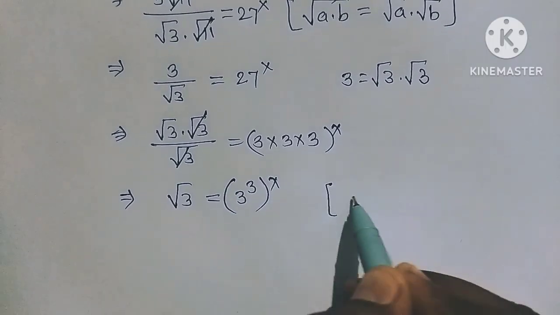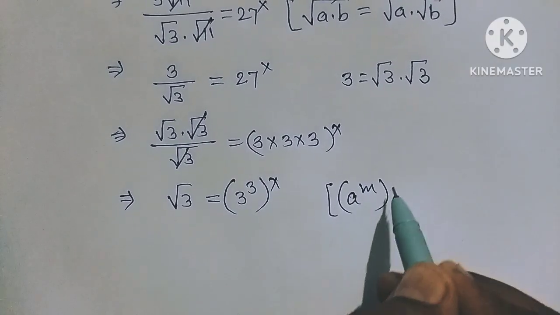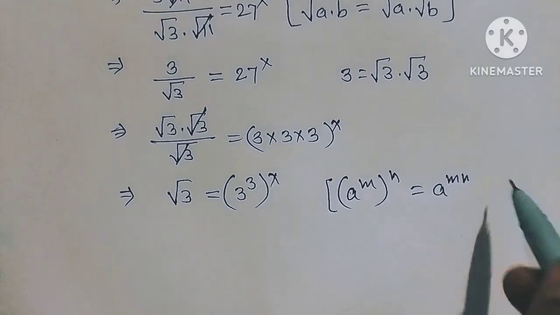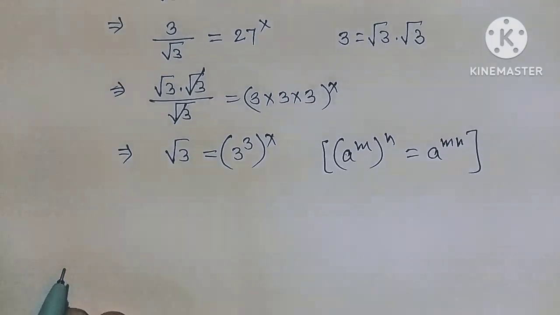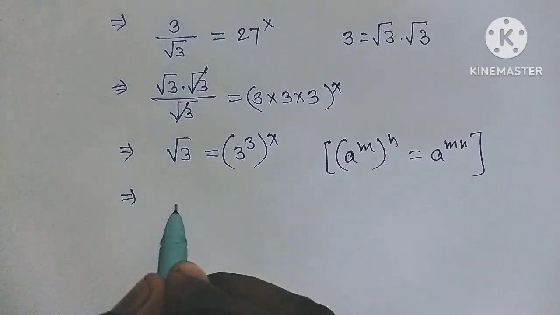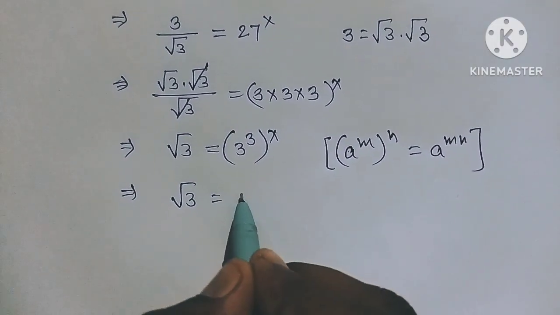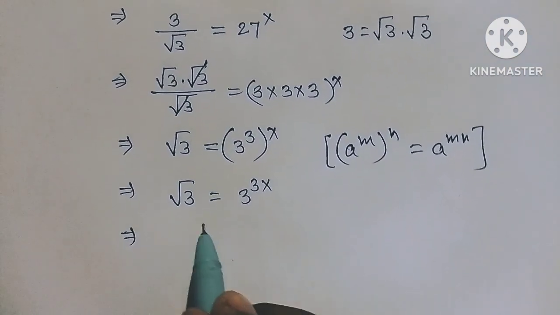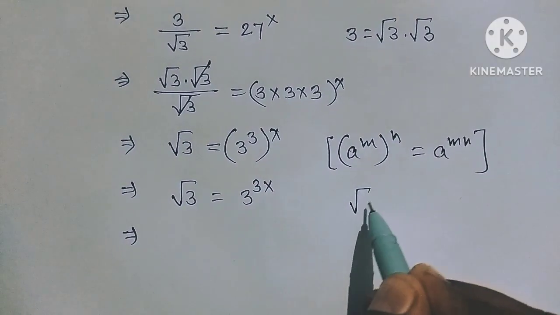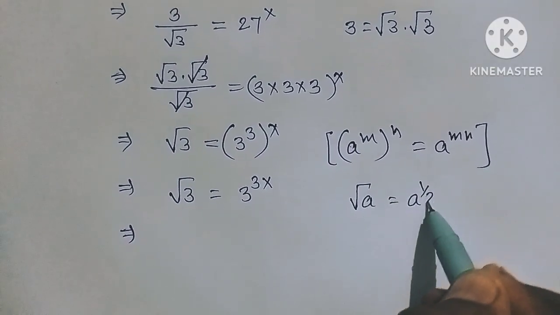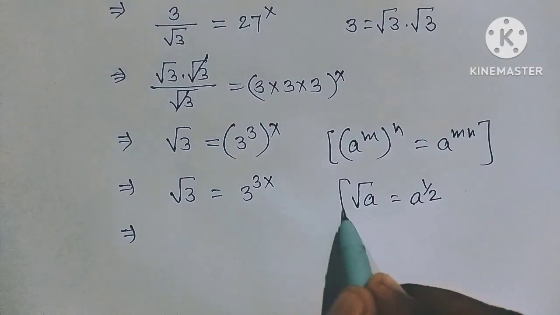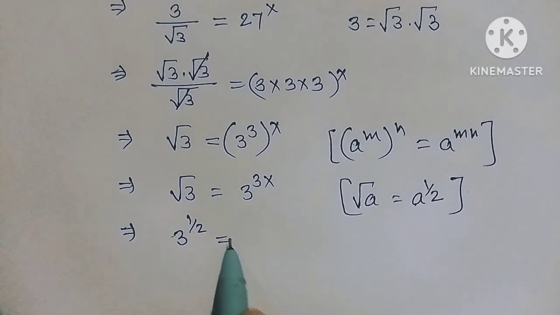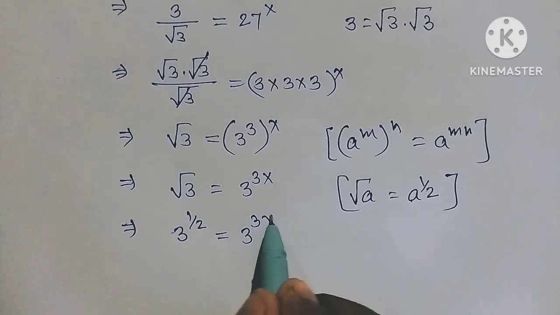Here we can use the formula a raised to the power m raised to the power n equal to a raised to the power m into n. Now we can use here under root 3 equal to 3 raised to the power 3x. Now here we can write root a equal to a raised to the power 1 by 2. So here we can apply this identity. Root 3, 3 raised to the power 1 by 2 equal to 3 raised to the power 3x.